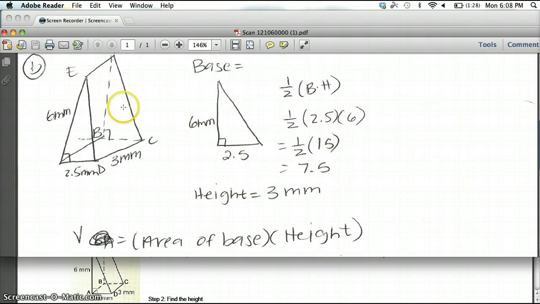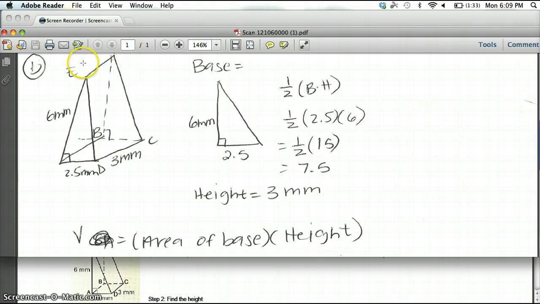Now let's look at B. Let's look at our triangle. Now remember, the volume of our prism is area of base times height. So for the area of the base, we have to pull our base out just like we do for surface area. We've got our height is 6 millimeters and our base is 2.5. And the formula for the area of a base of a triangle is 1/2 base times height, just like what I put up here. My base is 2.5 and my height is 6. So 1/2 times 2.5 times 6, and 1/2 of 15 is 7.5.